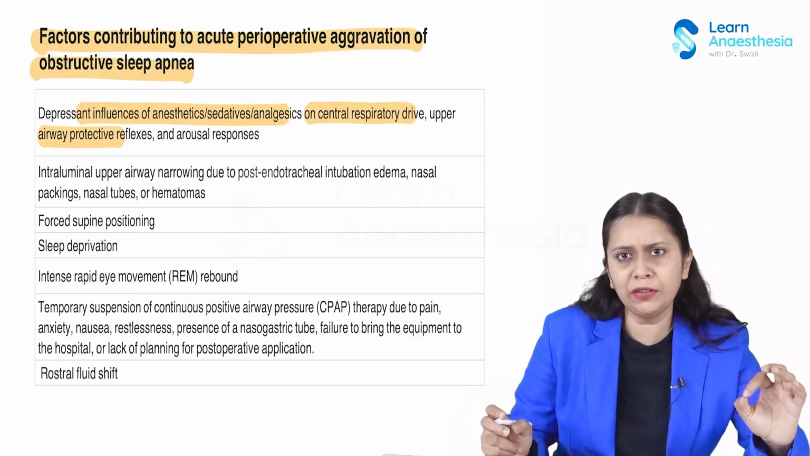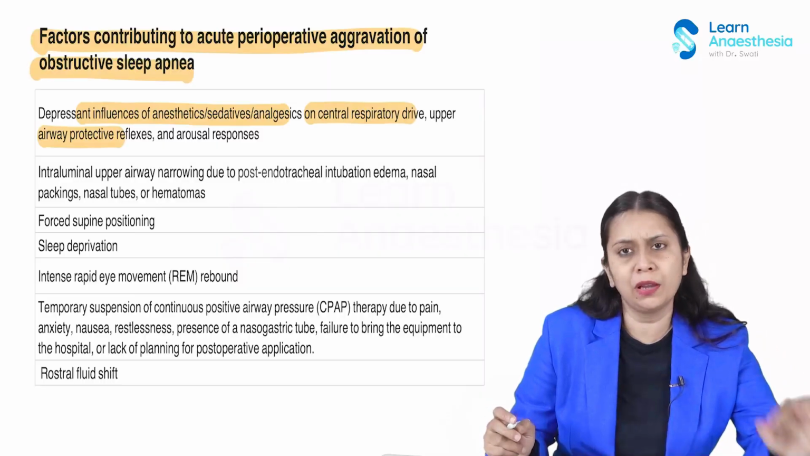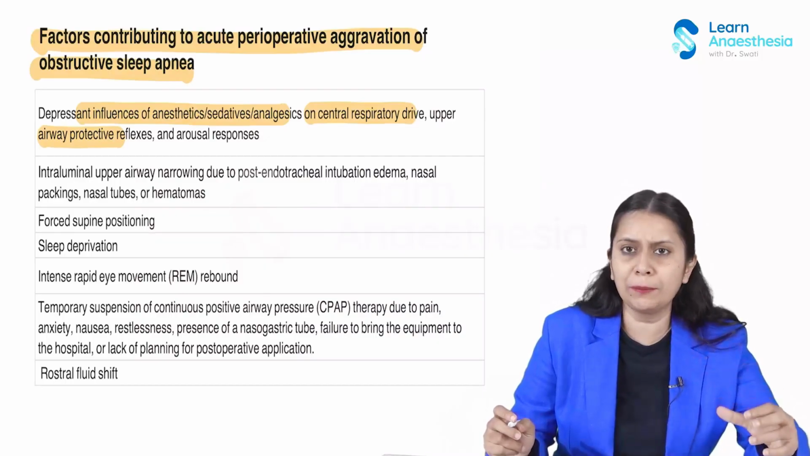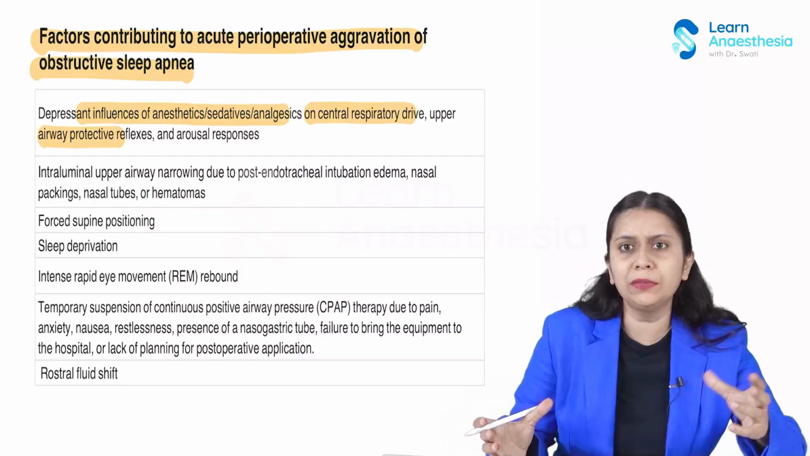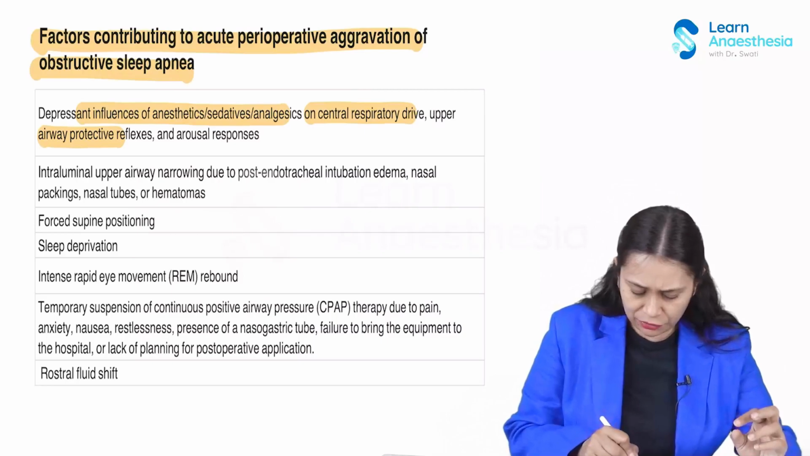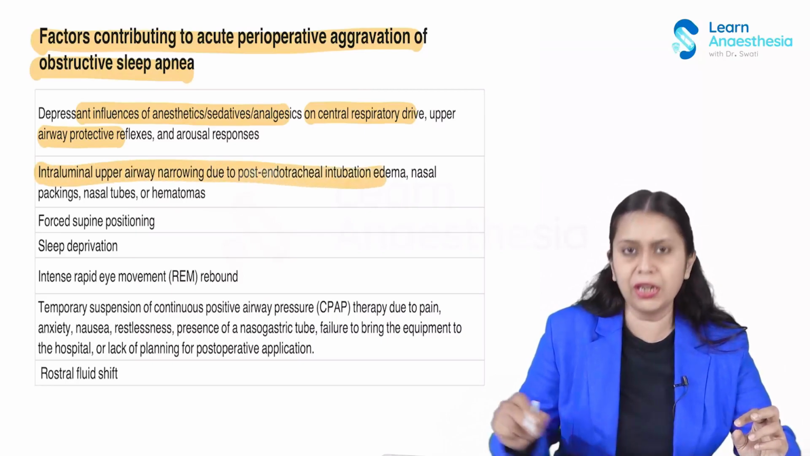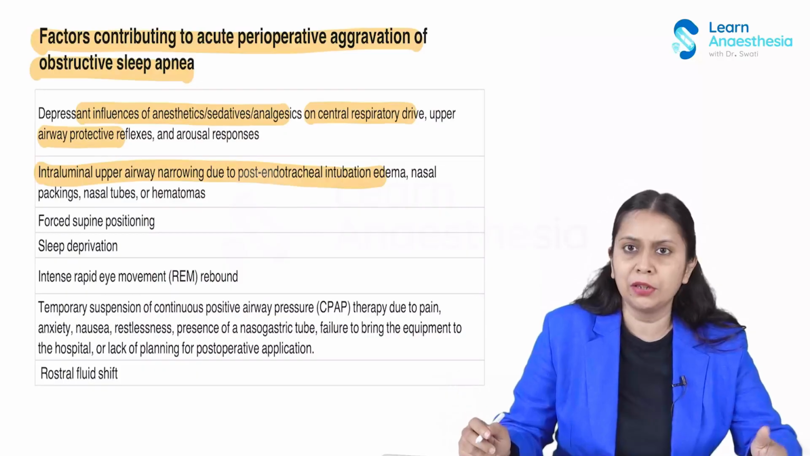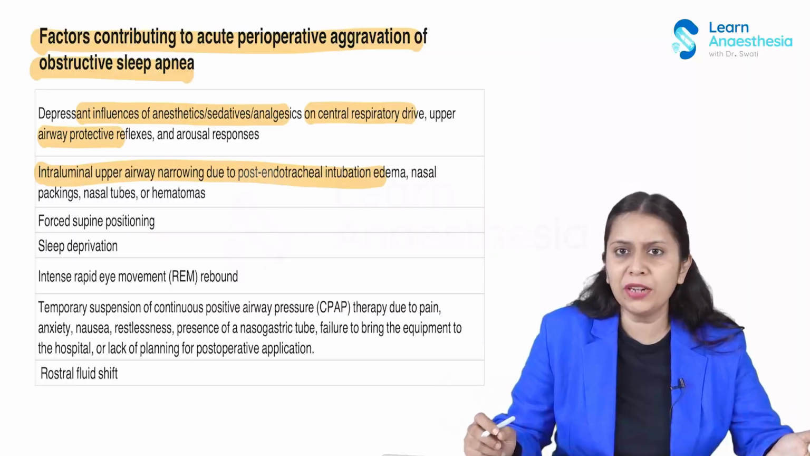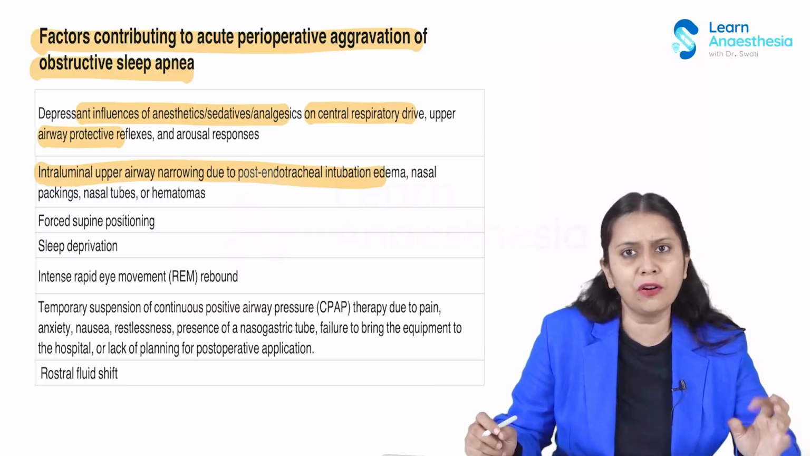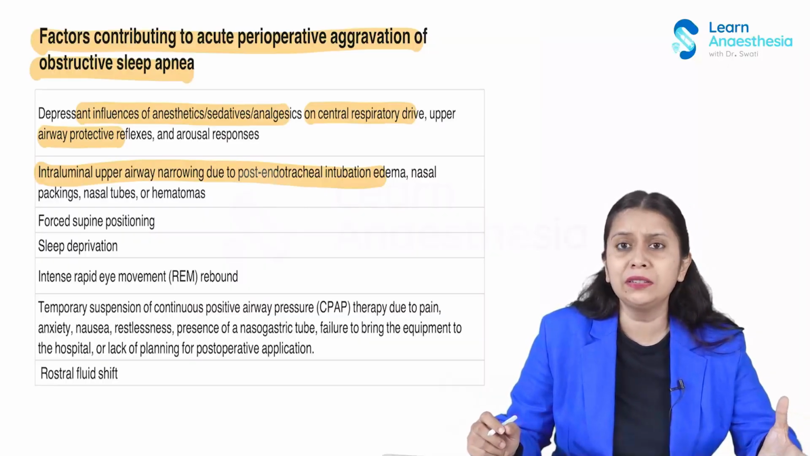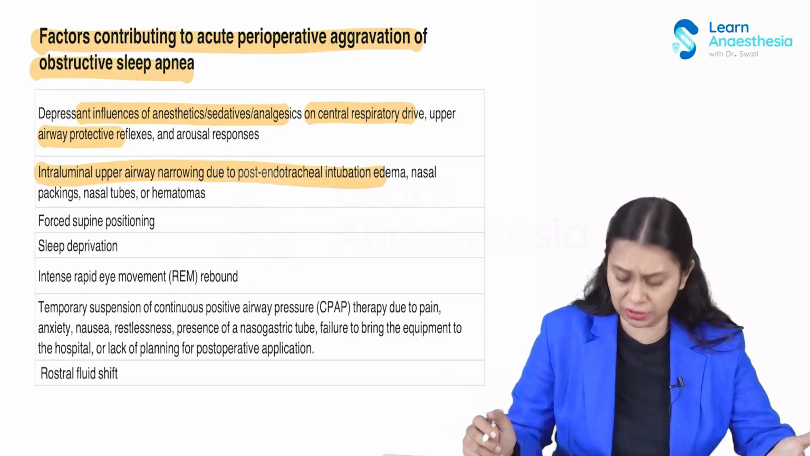So whenever we are giving our OSA patient, even a short general anesthesia or only sedation, our sedative and hypnotic drugs can synergistically increase the risk of complication in these patients. Then intraluminal upper airway narrowing due to post-endotracheal intubation edema. So if there is a traumatic intubation, or even if there is a normal intubation, when we extubate the patient there is a slight risk of, let's say, tracheal edema.